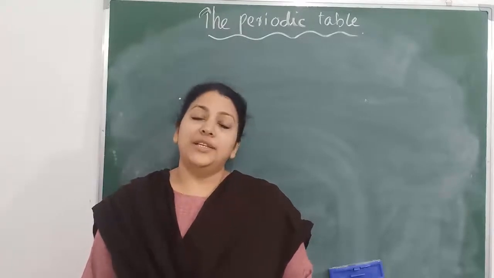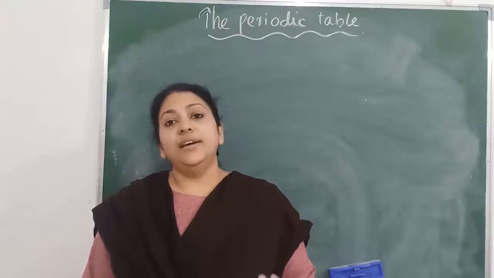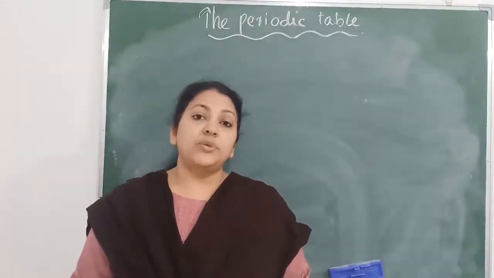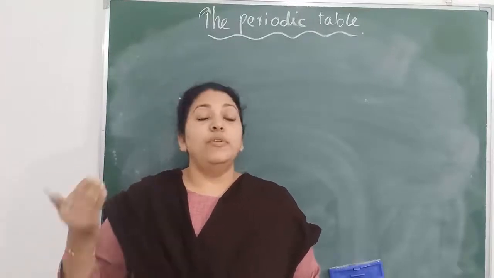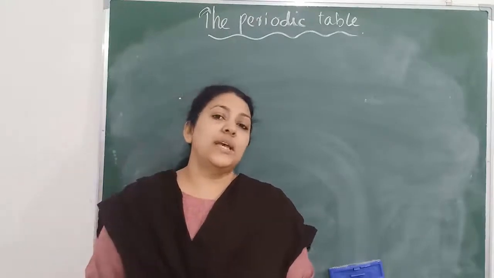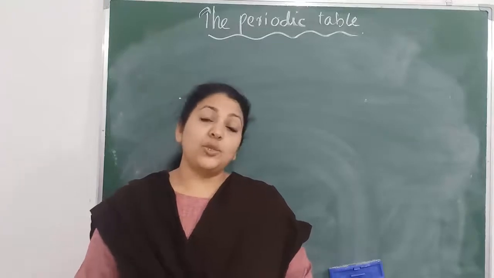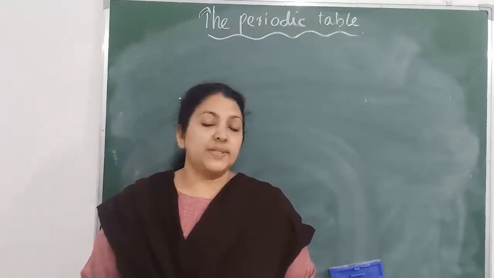Today we are going to continue the same lesson, the modern periodic table, and we are at the last part of the chapter. We were discussing the trends in properties: how the properties change when we move from top to bottom in a group and from left to right across a period. And in the last class we discussed two properties. They are valency and atomic size, isn't it?